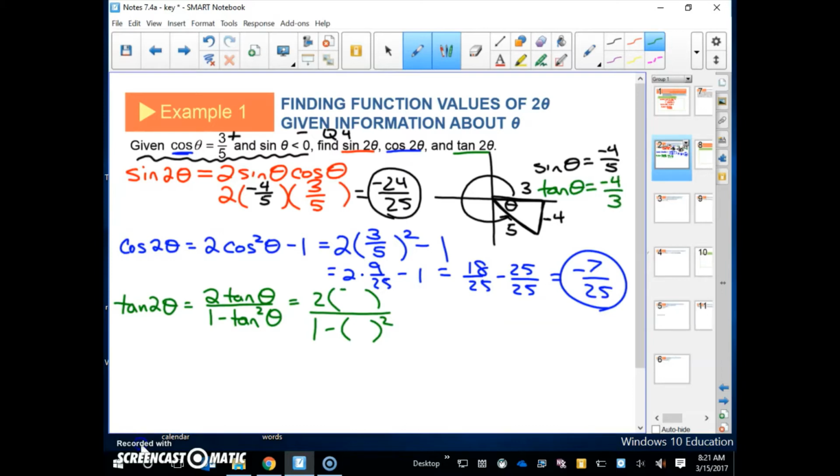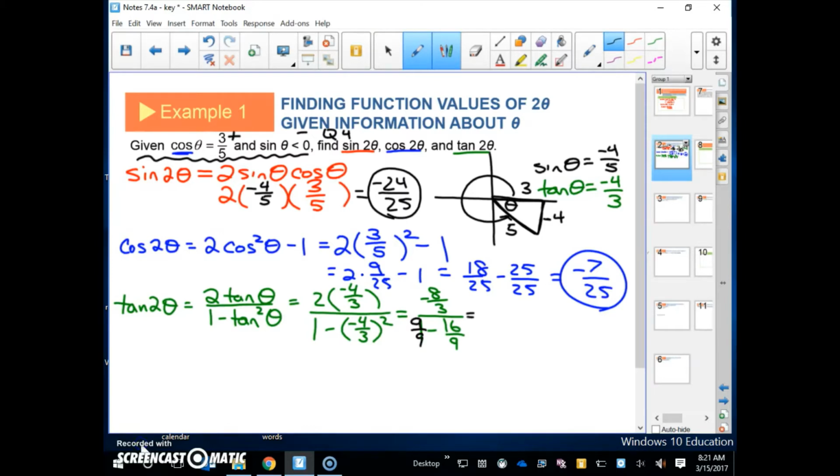And so that's what I'm going to fill in to these spaces. Tangent theta is negative 4/3. So we fill that in, and then we have to do some algebra to clean up our fractions. So we've got negative 8/3 on the top, and on the bottom I have 1 minus 16/9. Let's just square that. And so common denominator, let's call that 9/9, so we can add our fractions.